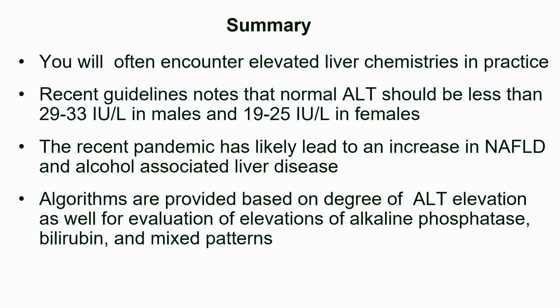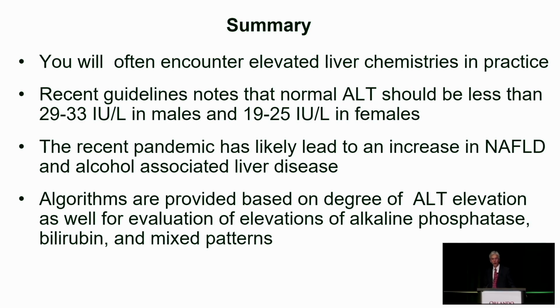need imaging. So in summary, you will often encounter elevated liver chemistries in practice. Truly healthy ALT and AST, 29 to 33 for males, 19 to 25 for females. The recent pandemic has led to an increase in NAFLD and alcohol-associated liver disease, which will be a substantial portion of the evaluations you're going to complete. The algorithms that you should follow are provided based on the degree of elevation. Prioritize your evaluation, as well as evaluate for elevations of alkaline phosphatase, bilirubin, and our mixed patterns.